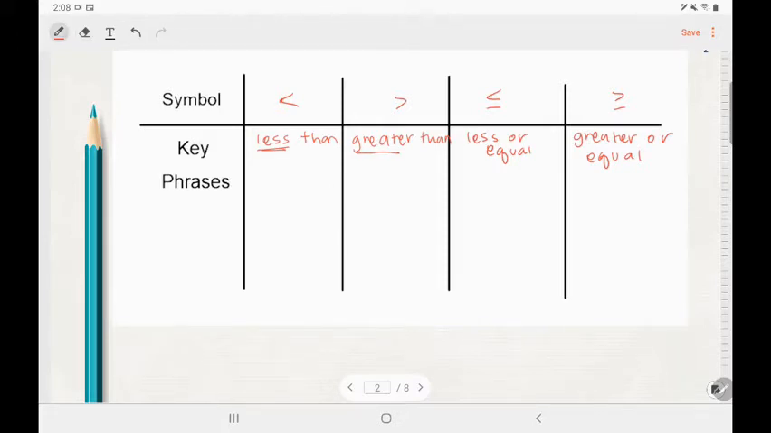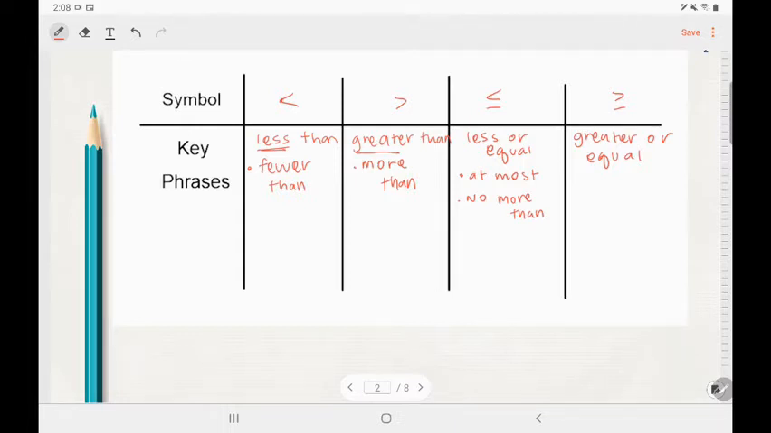Next thing that I want to talk about is some key phrases that these inequalities stand for. Now, if I'm reading a phrase and I see the word fewer than, I'm going to know that is the same as less than. If I see the phrase more than, I'm going to know that that means greater than. If you see the phrase at most, or you see the phrase no more than, both of those phrases mean less than or equal to.